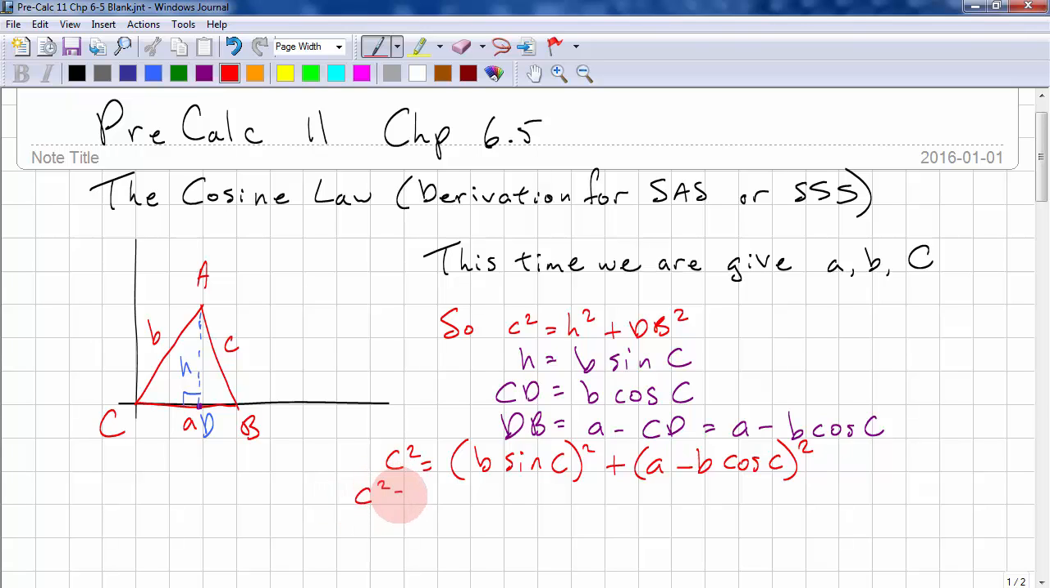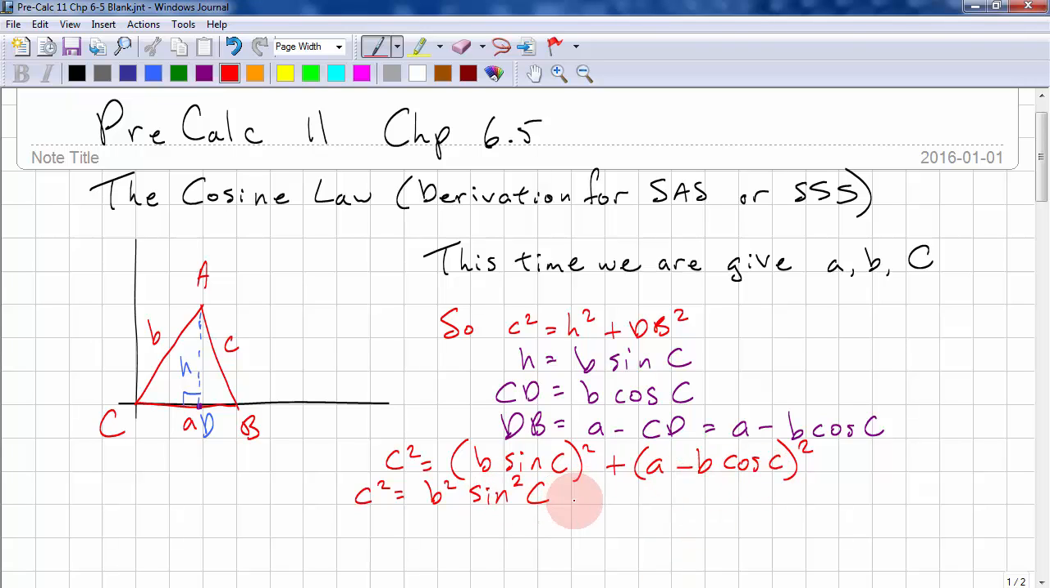c squared equals, now we expand. Okay, this one's easy to expand. We just square both terms. And we put the squared after the sine, meaning we're squaring the value of sine C. If we put the squared after the C, that means we're actually squaring the angle. So you have to get used to this notation.